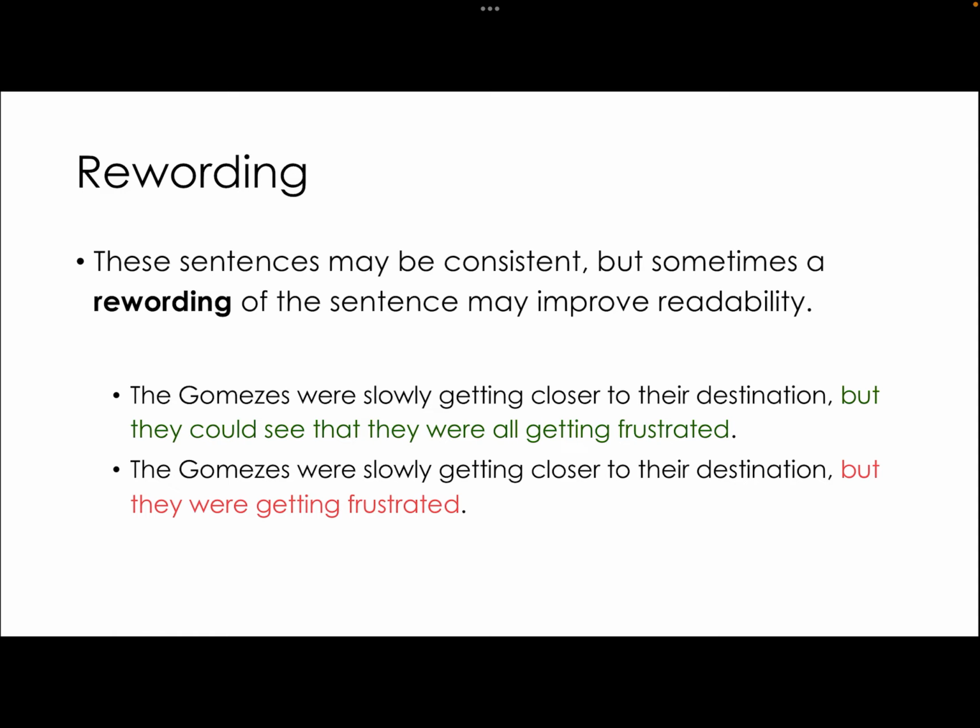So you can still show the fact that they were getting closer to their destination and they were getting more and more frustrated. Is it important to let the readers know that they could see that they are getting frustrated? Maybe it is something important. Then you have to say that. But if it is not, then you don't have to write it. You don't have to put it in your sentence. So at the end, it's a judgment call. You have to decide what's necessary and what's not, right?